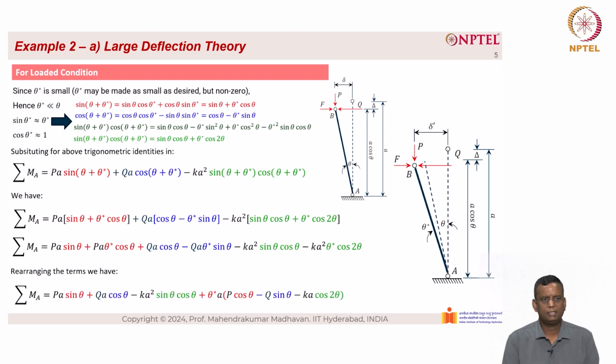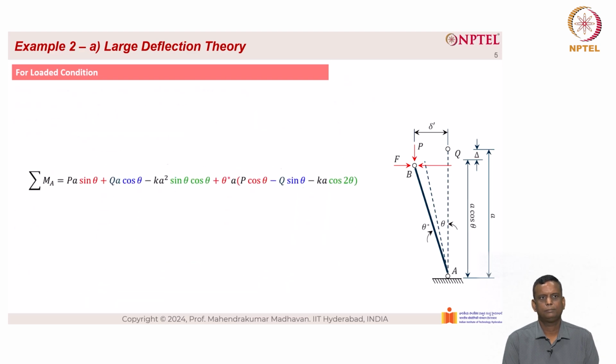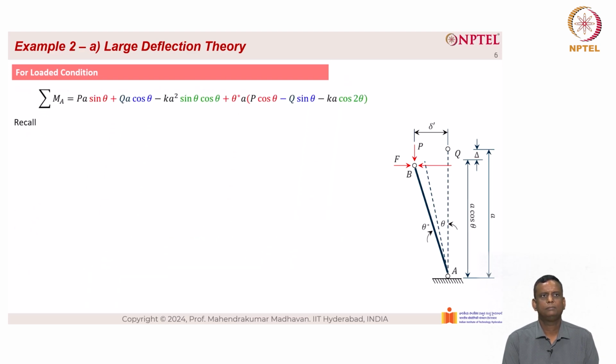So we rearrange the terms, which gives you P_A sin θ + Q_A cos θ − K_A² sin θ cos θ + θ* A, which we take as common, times (P cos θ − Q sin θ − K_A cos 2θ). So recall from the previous equation 1a, we know that P_A sin θ + Q_A cos θ − K_A² cos θ sin θ is equal to 0.